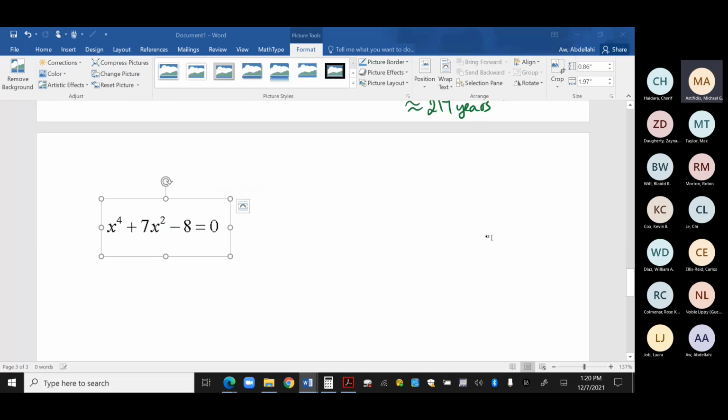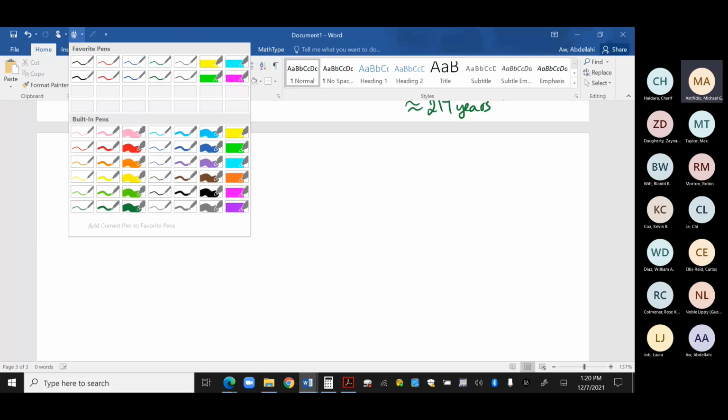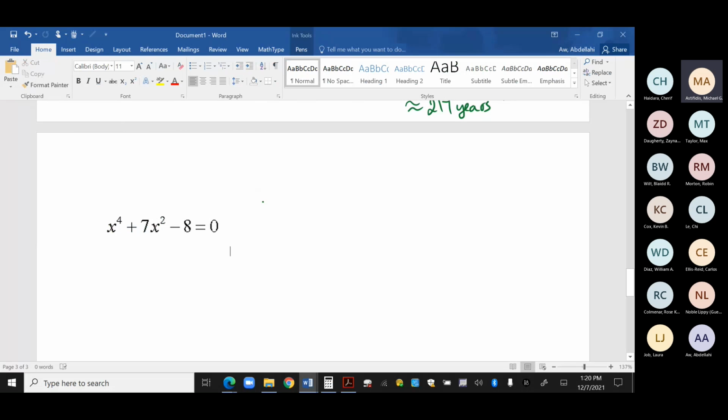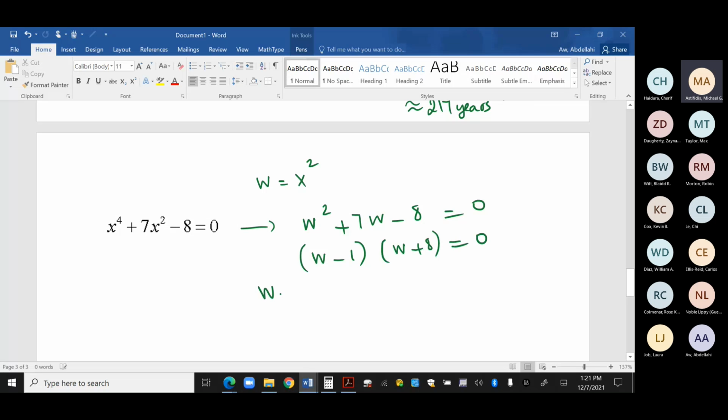All right, back then, do you remember what we did? We said, for instance, W equal to x squared, right? Or U, or however we called it. When you do that, then my equation becomes W squared plus 7W minus 8 equals 0, right? And this equation happens to be factorable. It's W minus 1 times W plus 8 equals 0. So we get W equal 1 or W equal negative 8.